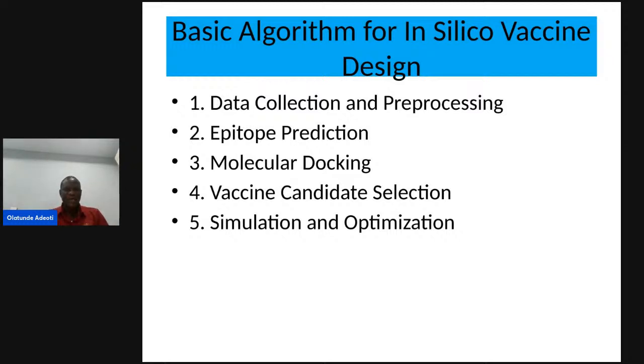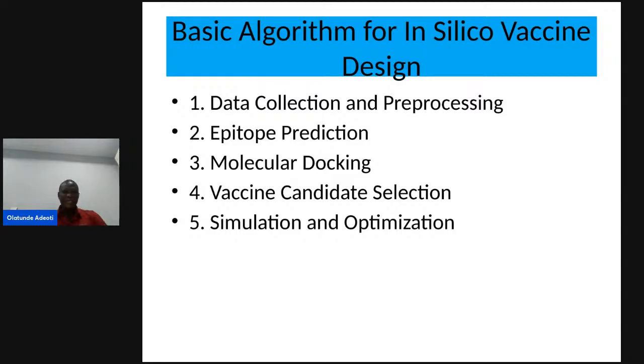Then number 4, that is vaccine candidate selection. That is the point at which you are going to design your vaccine. It's on level 4 that you are going to now construct your vaccine. So your vaccine, you must have constructed it.